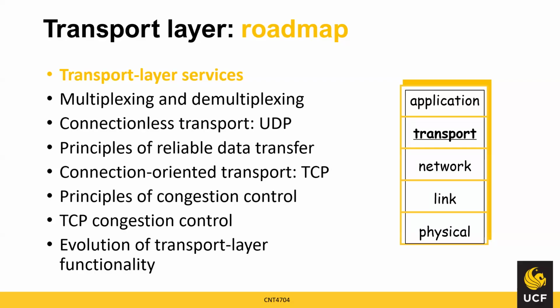So here's the roadmap. The plan for this chapter is that we're going to cover the transport layer as a service itself and what it does as an overview of the layer. And then we'll go step by step. We'll talk about multiplexing and demultiplexing. We'll talk about UDP, reliable data transfer protocols. We'll talk about TCP. We'll also talk about congestion control. And then we'll talk about the evolution of the transport layer, how it has grown over time from how it started to now. So this is just the table of contents that we are going through.